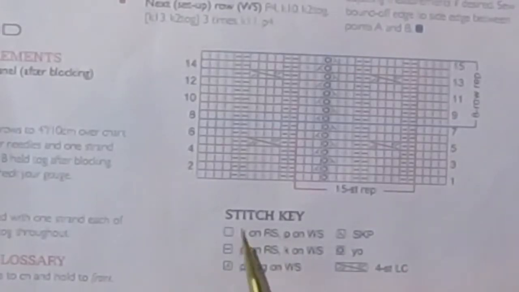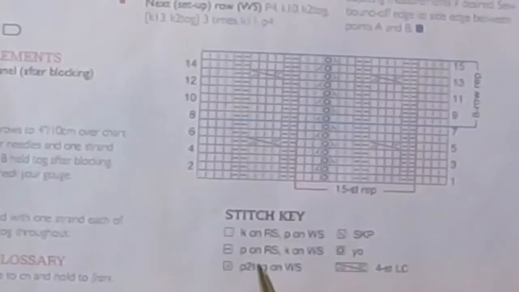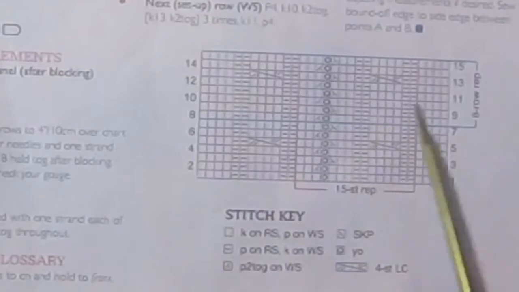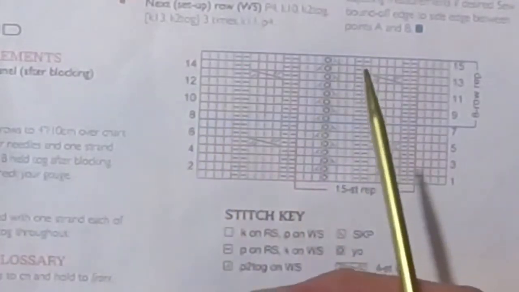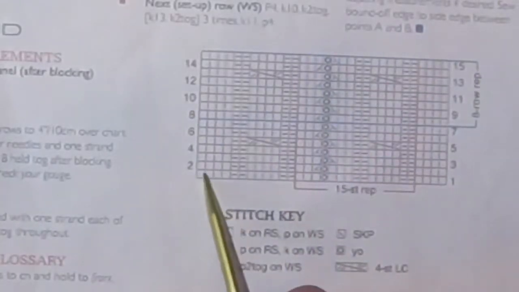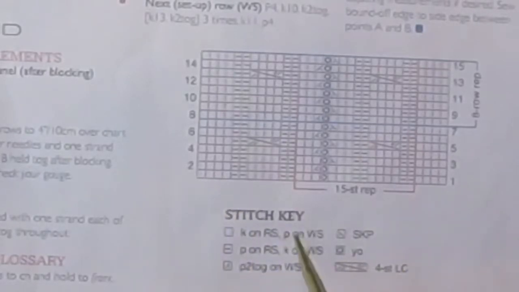Now, let's talk about the stitch key. The stitch key tells you what each of these stitches is that you're supposed to do. Anything that's basically an open box, when you are on the right side of your knitting, which is rows 1, 3, 5, your odd number rows, those boxes tell you to knit. Now, when you've turned your work and you're doing your even rows, which are 2, 4, 6, 8, 10, etc., these boxes switch roles. So instead of knit, you're actually purling. But again, that's on the wrong side.